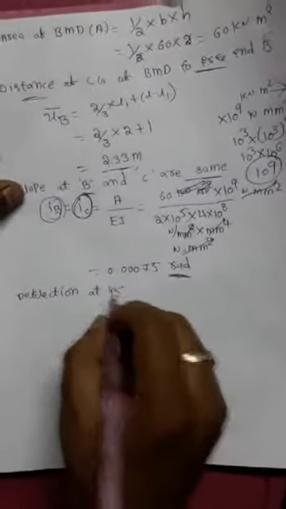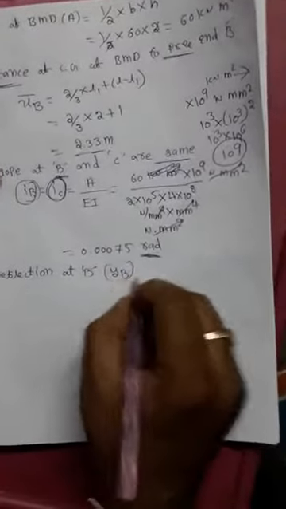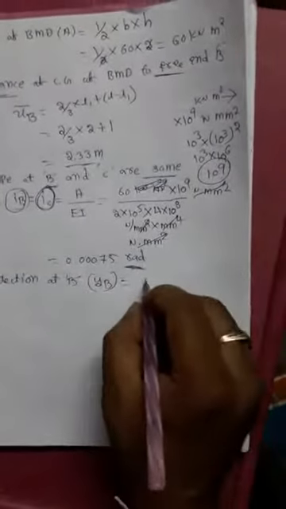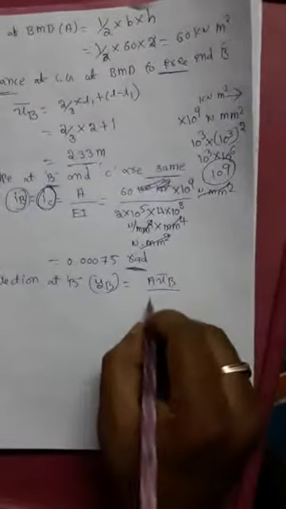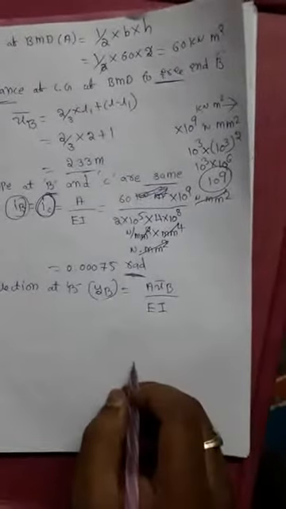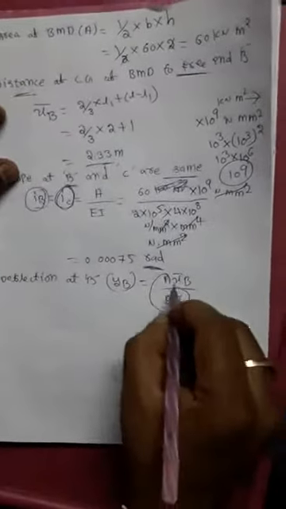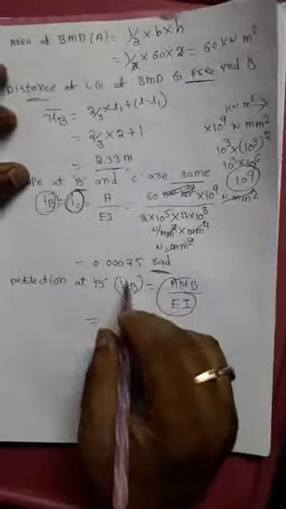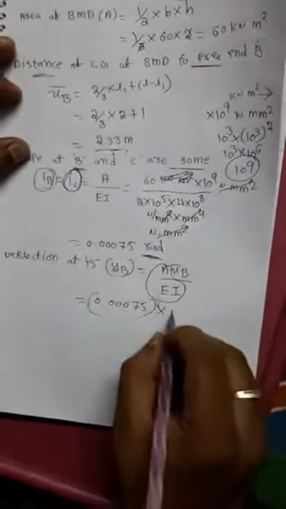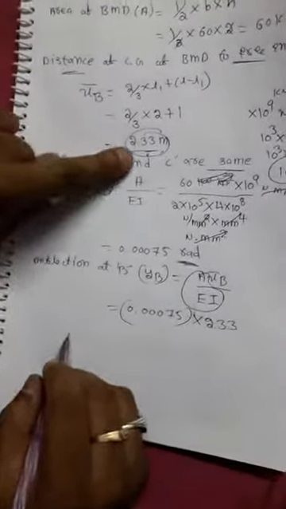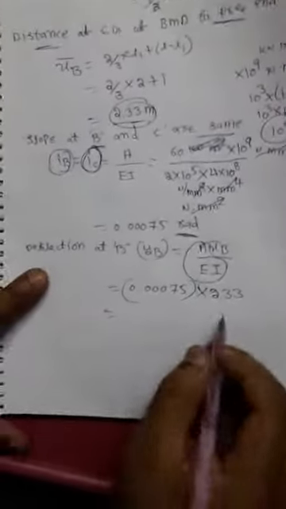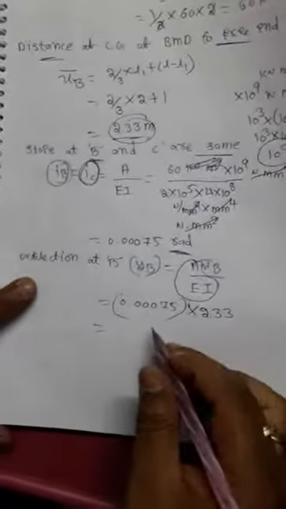So deflection at B, the formula is YB, and here it is also the maximum deflection. So YB equals A X bar B by EI. Here A by EI, we already have the value, that is 0.00075, and X bar B equals 2.33 meters. So substituted in meters, you can get the answer in meters.